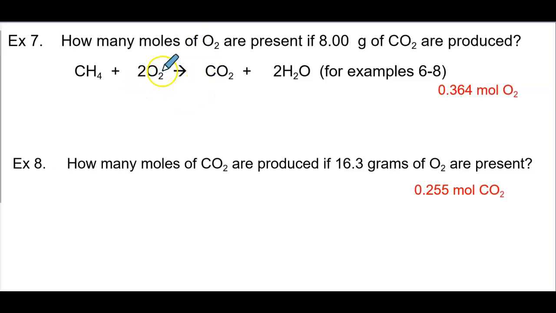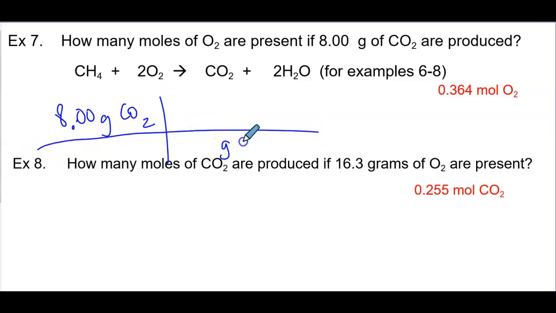Okay, let's try number 7. We have 8.00 grams of what? CO2. Got to have grams of CO2 here to cancel. How do I get grams? Periodic table. So we're going to take 12.01 plus 32, which is 44.01.